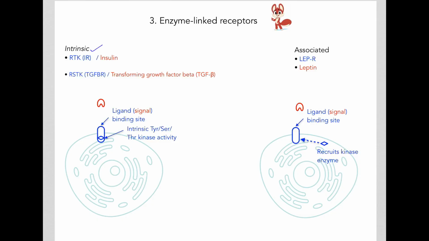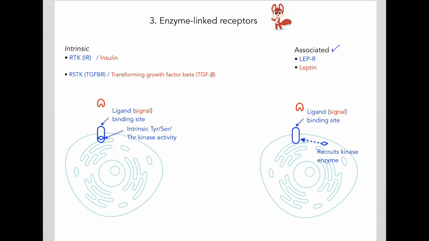In the intrinsic type, the receptor has a ligand binding domain. So this part here would bind the signal, the ligand. And at the same time, there is also a domain in the cytoplasmic side of the receptor, which has intrinsic tyrosine, serine, threonine kinase activity. So not only is it a receptor that binds the ligand, the receptor also has enzyme activity, kinase activity.